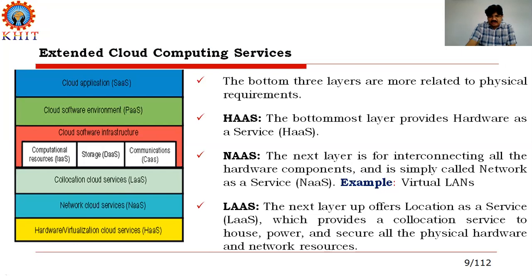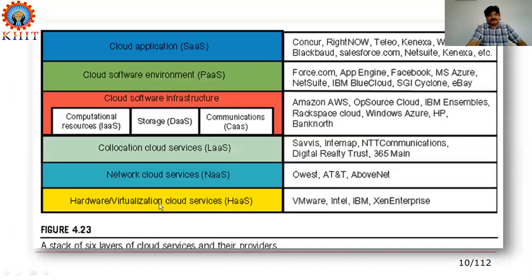This is the next layer up, which offers location as a service, which can provide services to the end users by providing security and power to the physical hardware and network resources over a period of time. So finally, we can say that there are three more extended cloud computing services available in addition to the existing three, namely IaaS, HaaS, and NaaS.